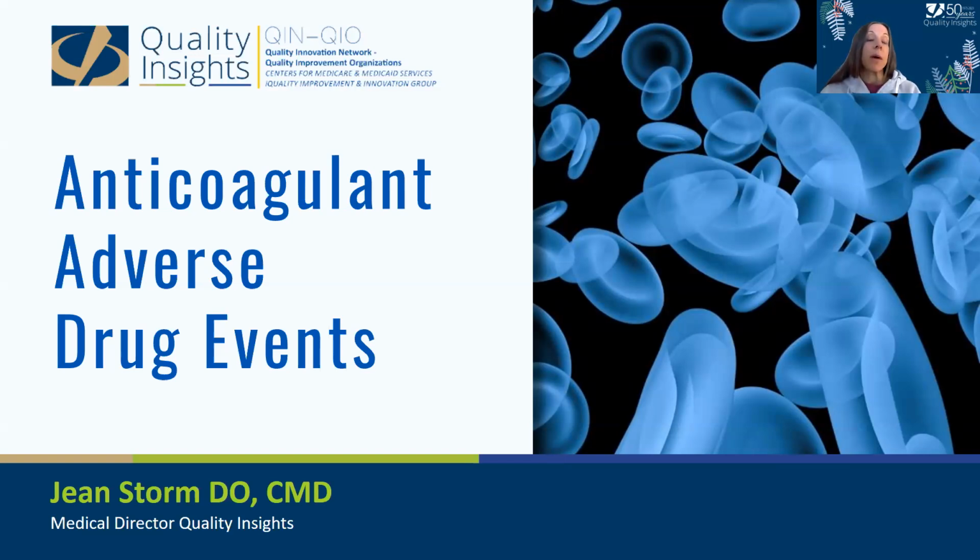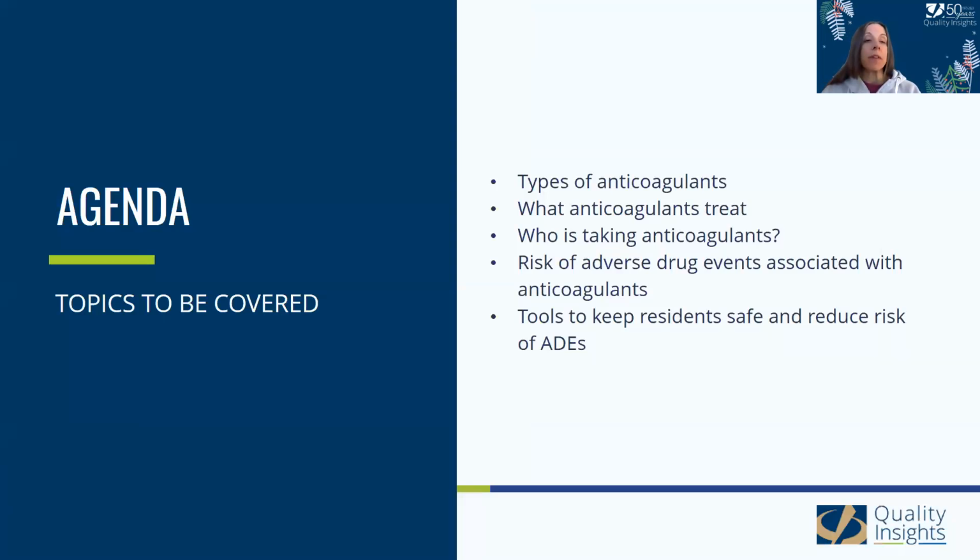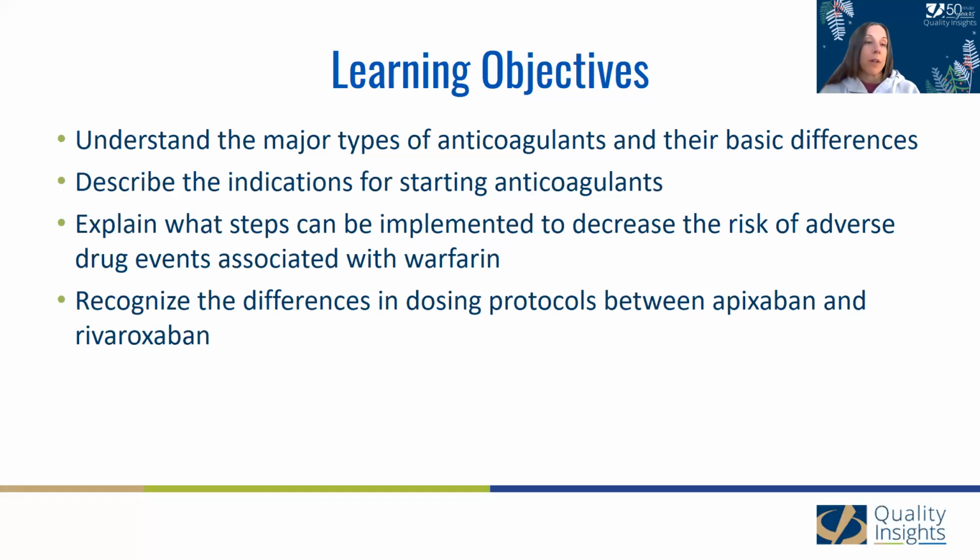So I just wanted to talk about some tips that you can start thinking about when you're utilizing anticoagulants in your facility. So we're just going to talk about the types of anticoagulants, what anticoagulants treat, who among our residents are taking anticoagulants. We're going to be talking about the risk of adverse drug events associated with these medications. And then we're going to talk about some tools that you can utilize to keep your residents safe when utilizing this class of medications. So we're going to understand the major types of anticoagulants, their basic differences. What are the indications for starting anticoagulants? And then we're going to be talking a little bit about warfarin.